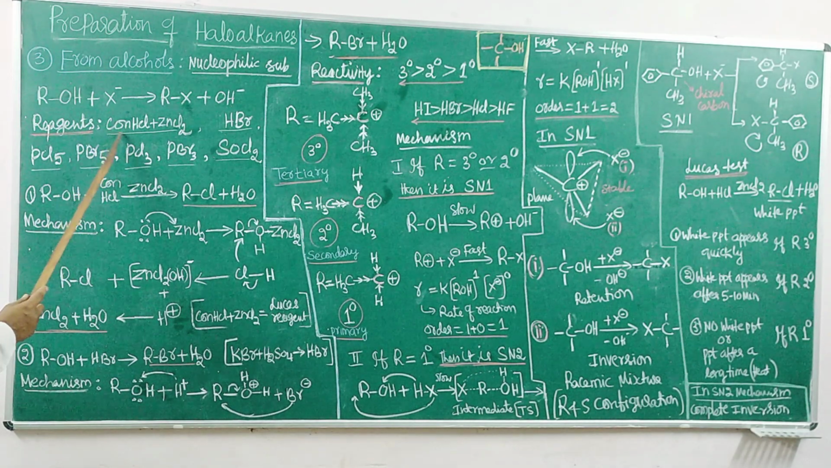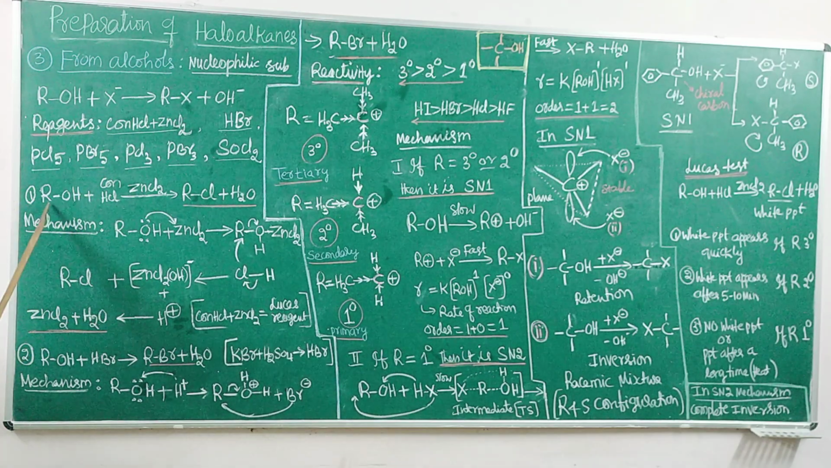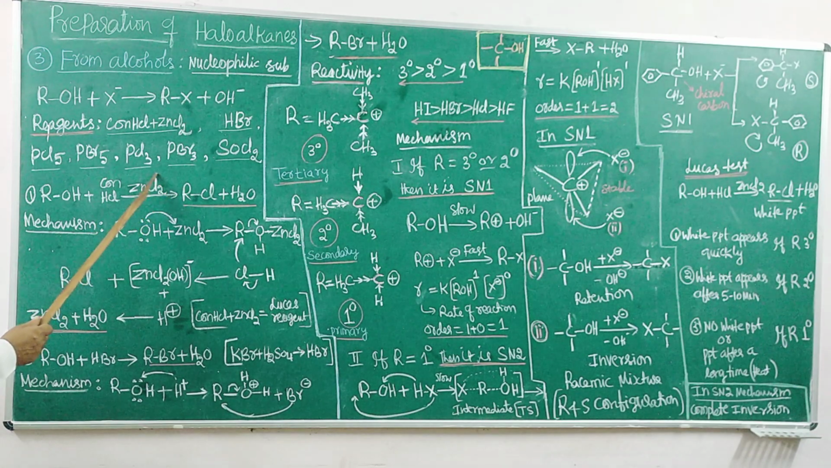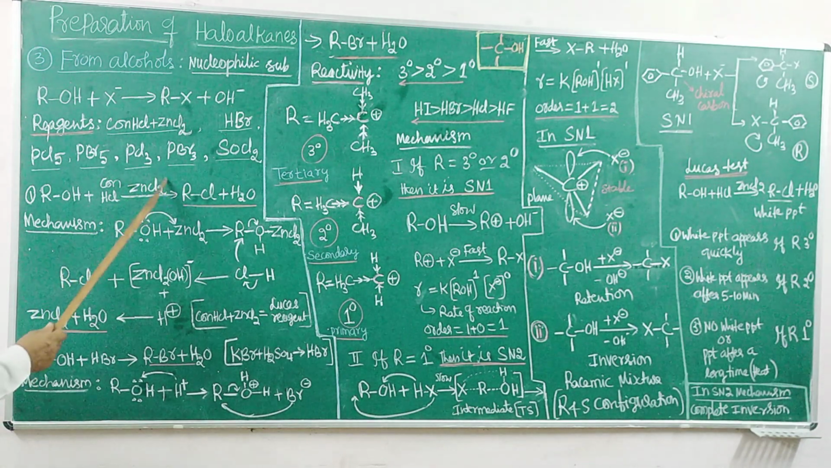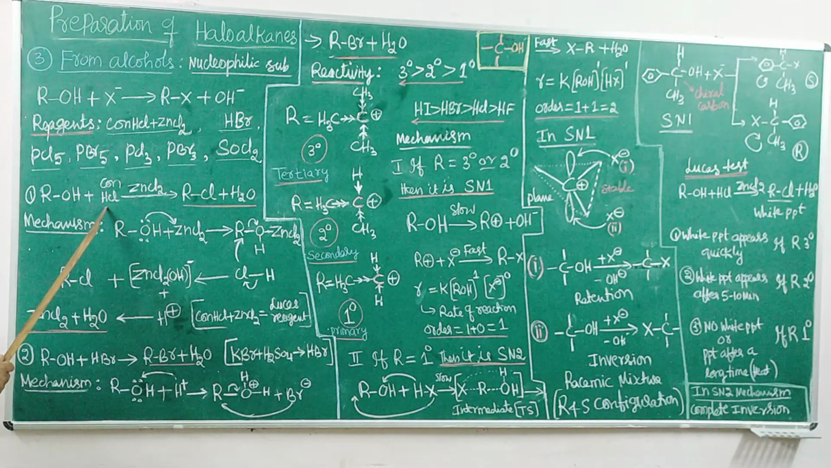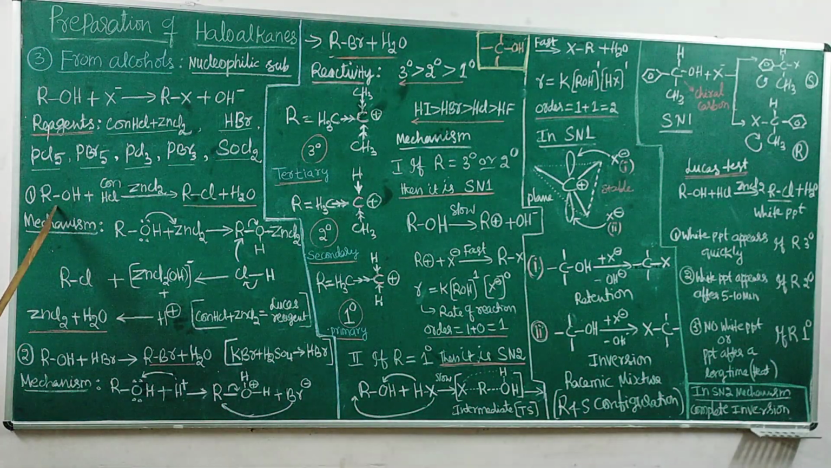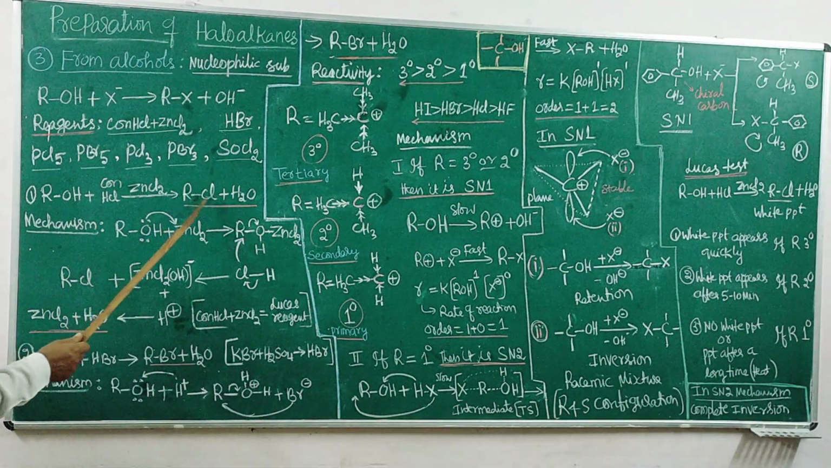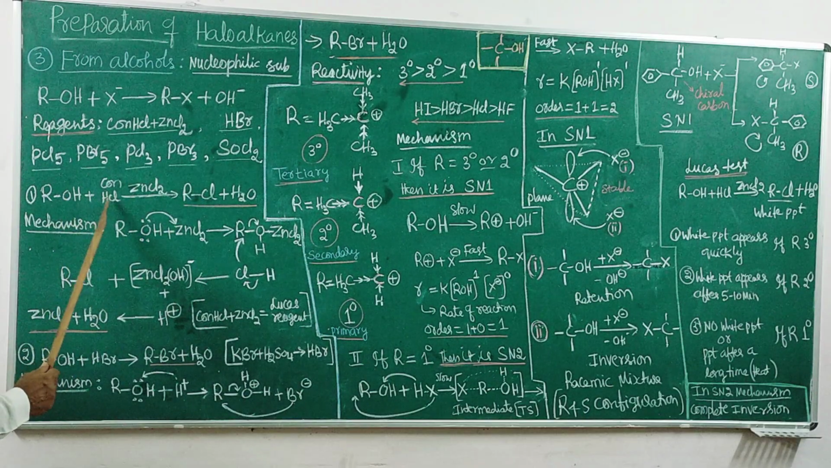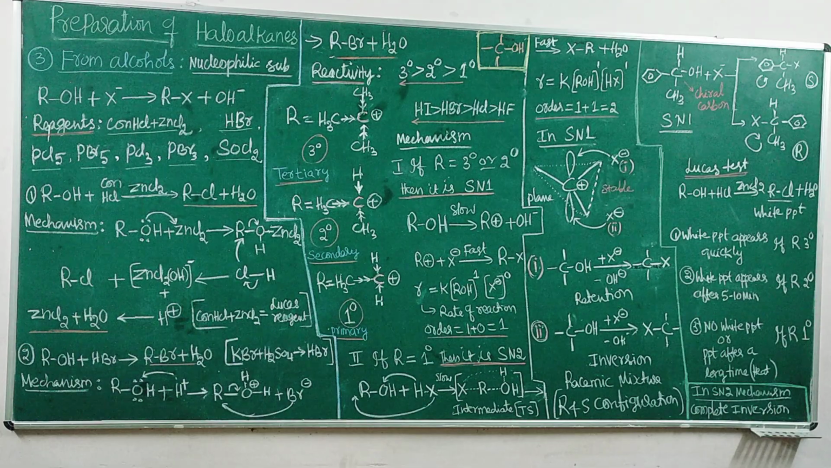Let us see the action of this reagent on the alcohol. That is the general formula of alcohol. The action of HCl requires zinc chloride. Zinc chloride acts as a catalyst. HCl acts as a reactant. Concentrated HCl is a reactant forming a product like this, replacing this by Cl. H2O is a byproduct. Let us see the mechanism.